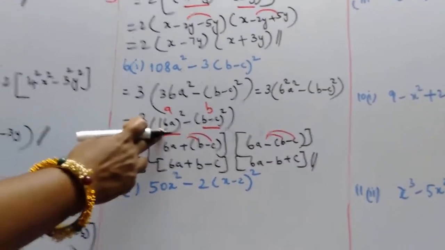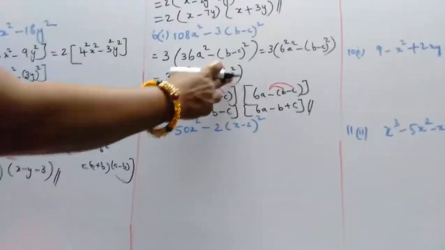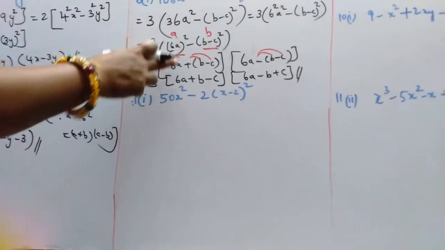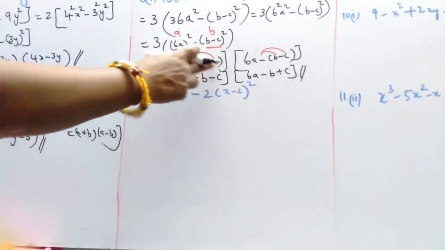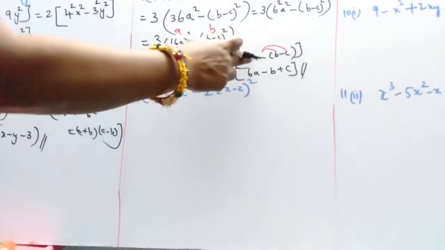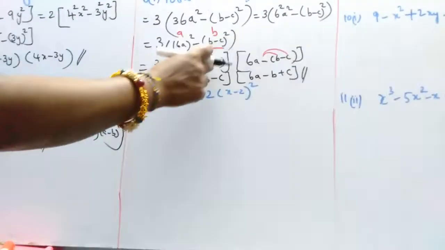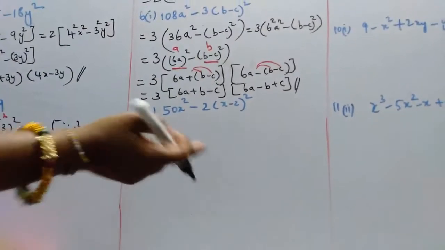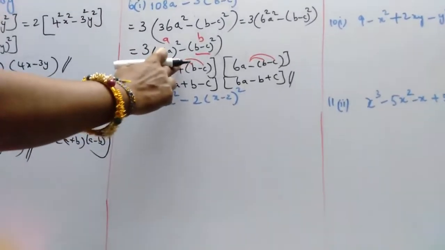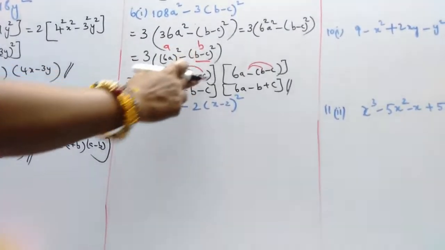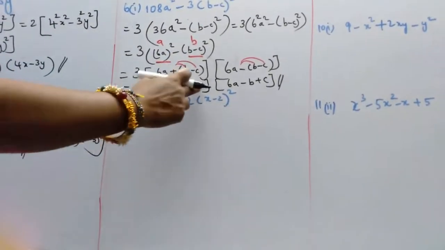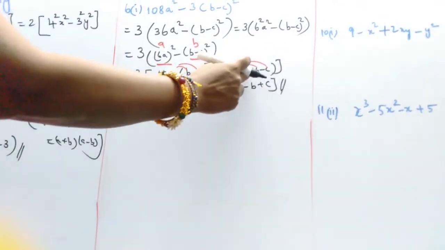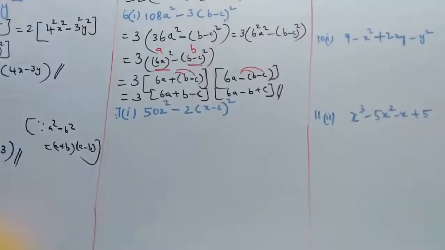See here, this is (6a)² minus (b minus c)². Here there are two terms, and this can be written with a as 6a and b as b minus c. So (a plus b)(a minus b), use brackets. There is more than one term, here two terms b and c are used. After that, whatever the sign is, we multiply with that sign. Plus sign means the same sign will be getting, but if it is a minus sign, plus becomes minus and minus becomes plus here.